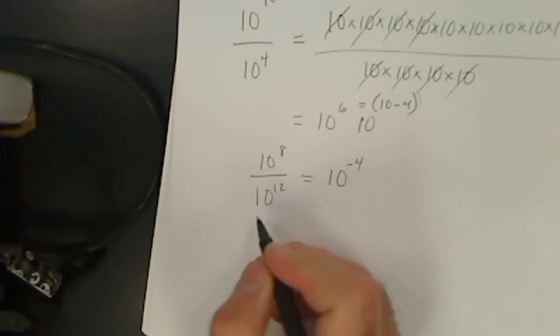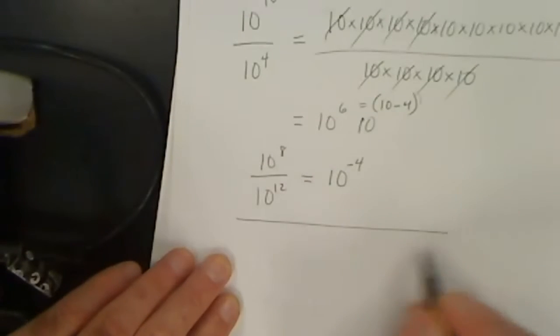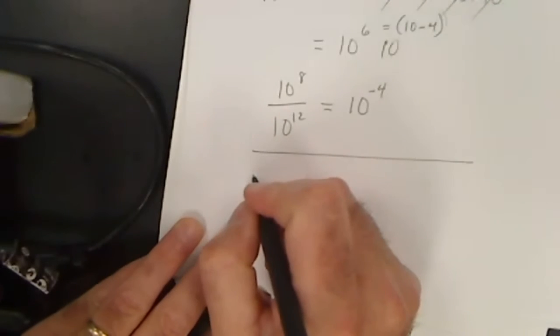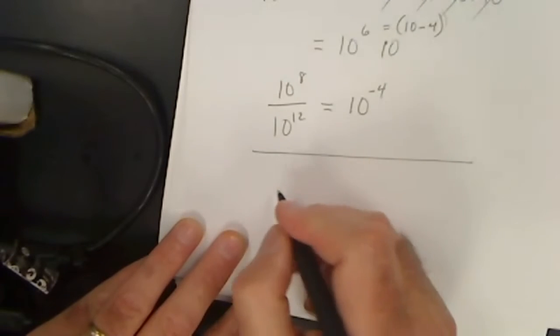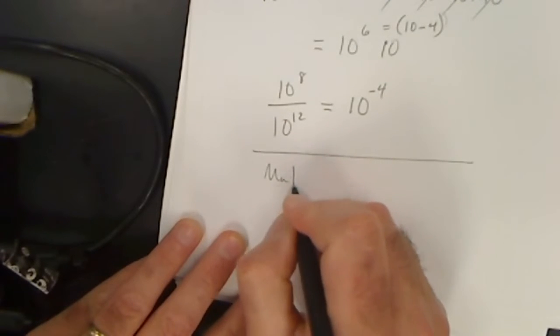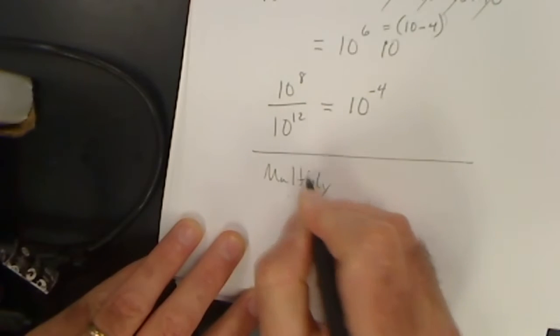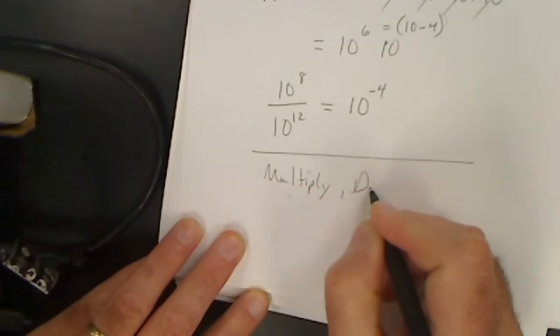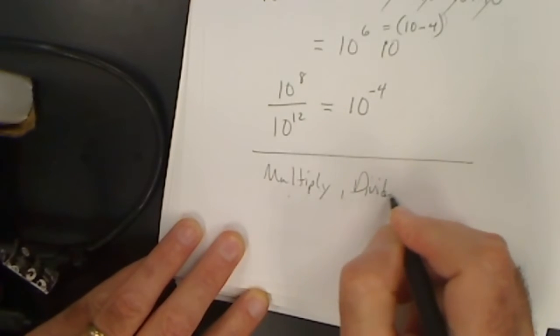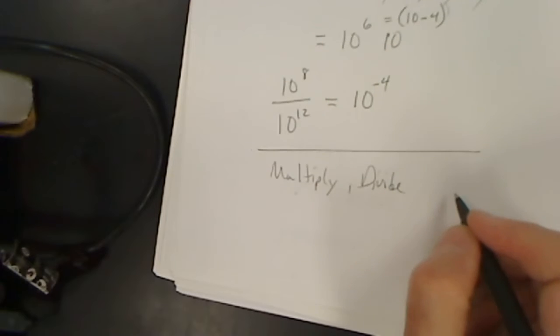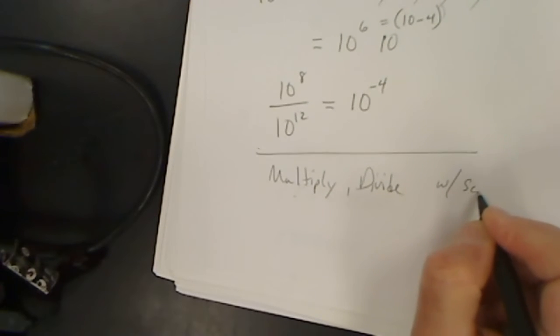Okay. So let's teach you one more skill. You have to learn, not a lot, just a tiny bit, how to multiply and divide with scientific notation.